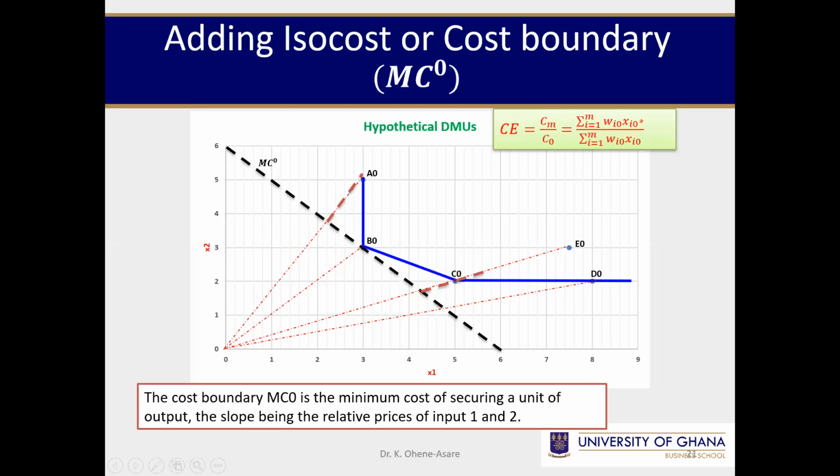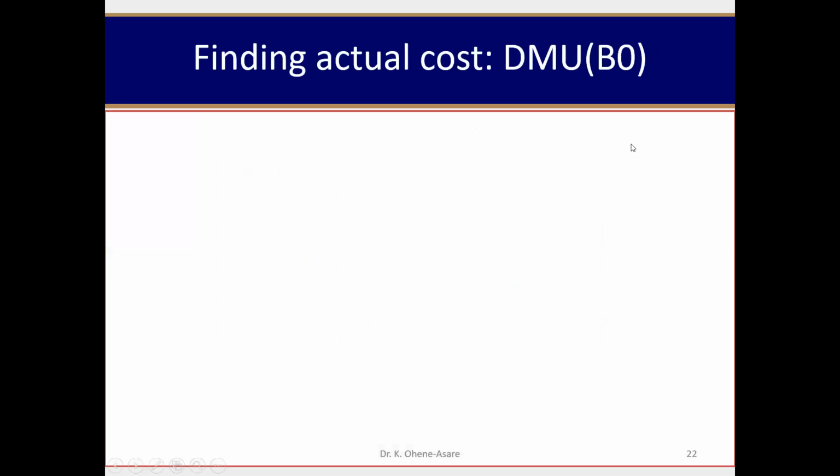Now, how do you get the actual cost of every DMU? Well, look at the calculation. It is a summation of the price of the input multiplied by the input. Do you all see what I see? Yes, sir. So it's W multiplying the X. So let's come here. This is it. So the total cost for a particular DMU is the W times X.